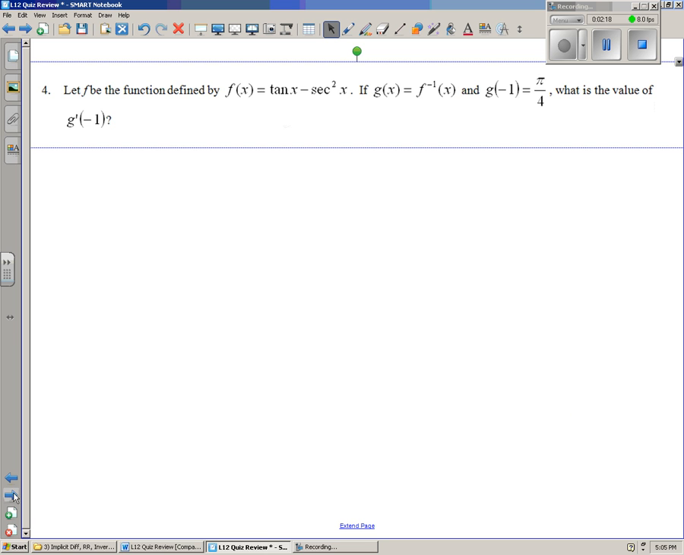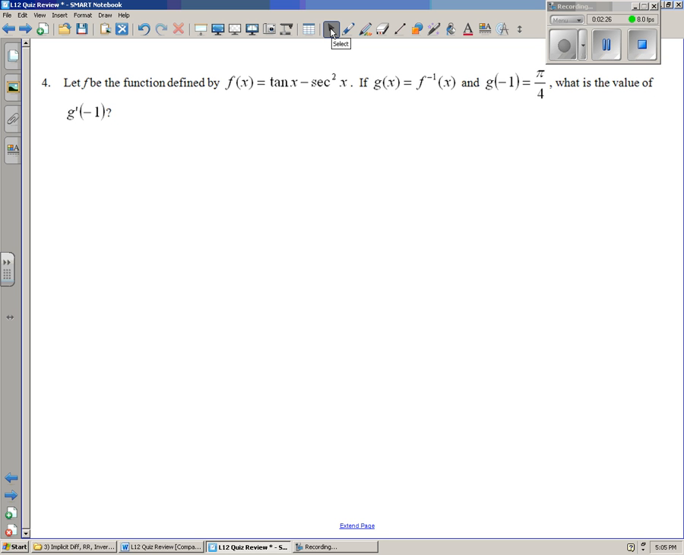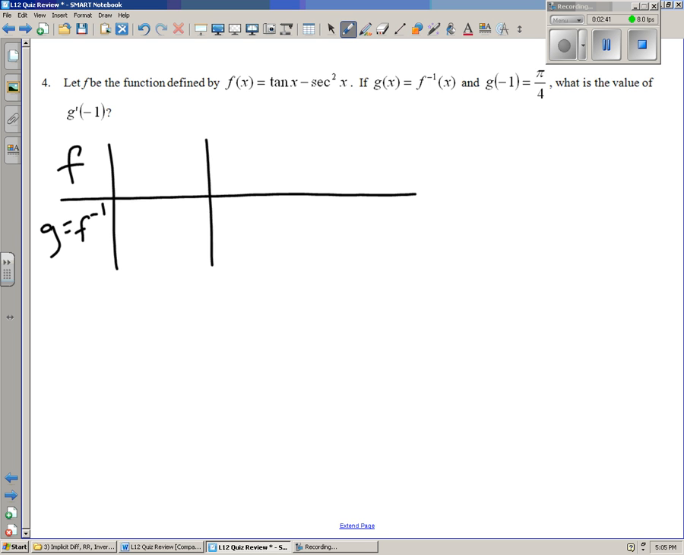All right, number 4 is a little trickier. It says let f be the function defined by f of x is tan x minus secant squared x. It says if g of x is f inverse of x and g of negative 1 is pi over 4, what is the value of g prime of negative 1? So if we set up our little chart here, g of negative 1 is pi over 4, so that's a point on the graph of g, which corresponds to the following point on the graph of f. So they want us to figure out g prime of negative 1.